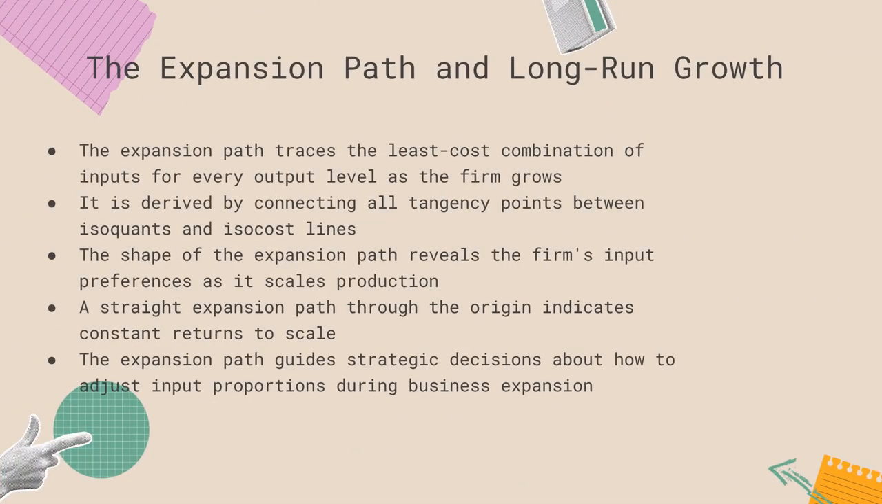The expansion path traces the least cost input combinations for every output level as the firm grows. It connects all tangency points between isoquants and isocost lines. This path reveals input preferences and guides strategic decisions for long-run growth and cost efficiency.